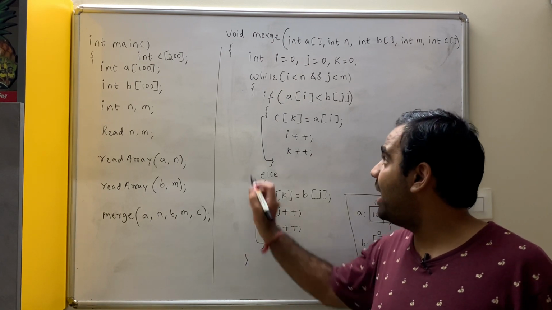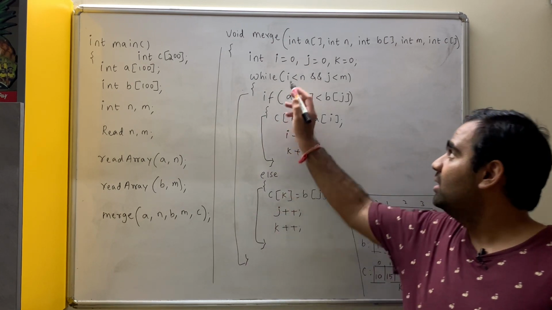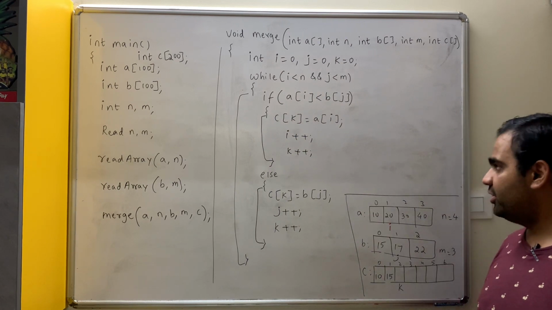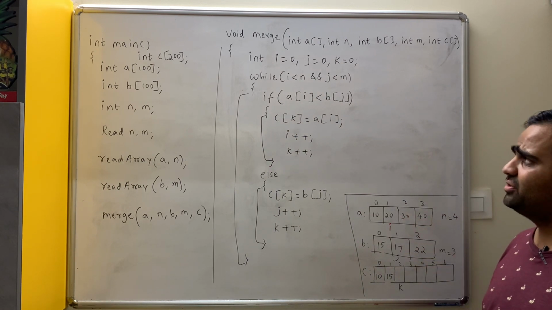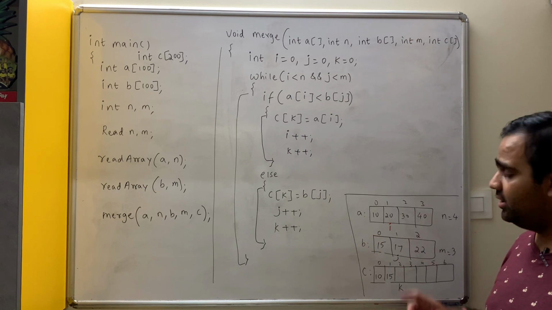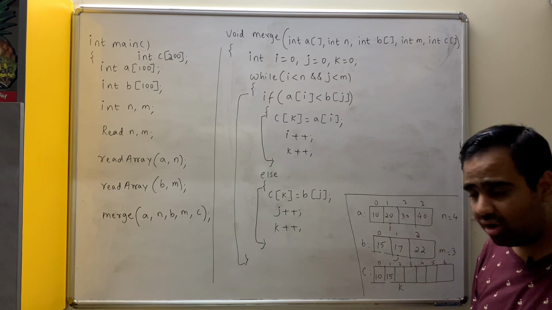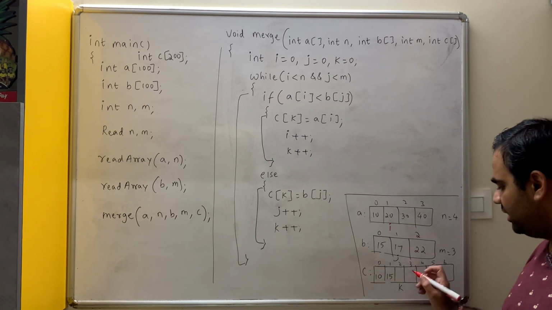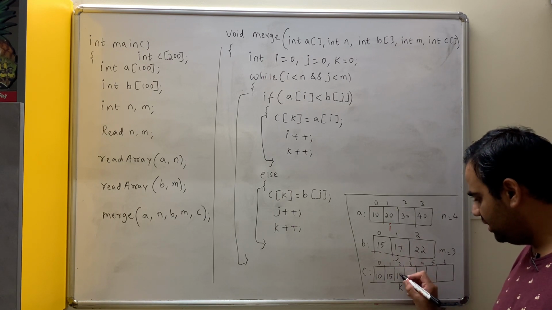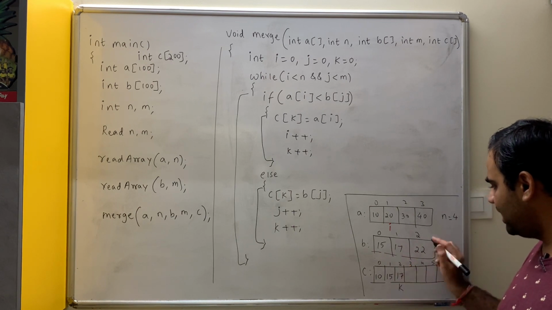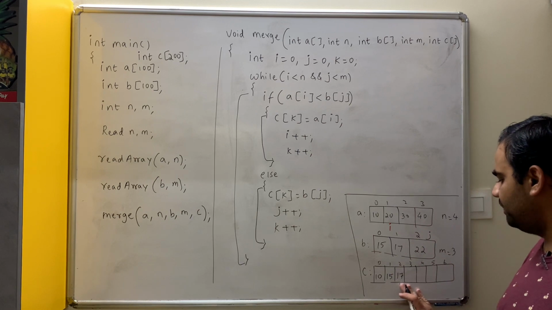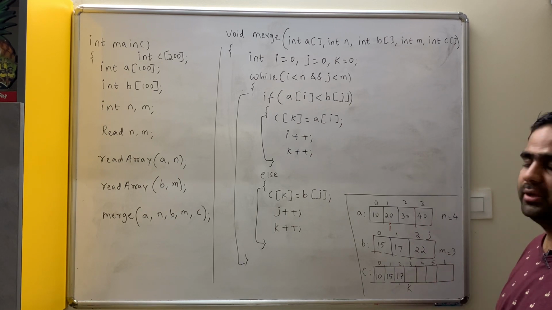Okay. Go back and check the condition again. I less than n, j less than m. Yes. A of I is 20. B of j is 17. 20 less than 17 is false. You execute the else part. You write 17 over here and you say j plus plus. The value of j will become 2. K plus plus. The value of k will become 3.